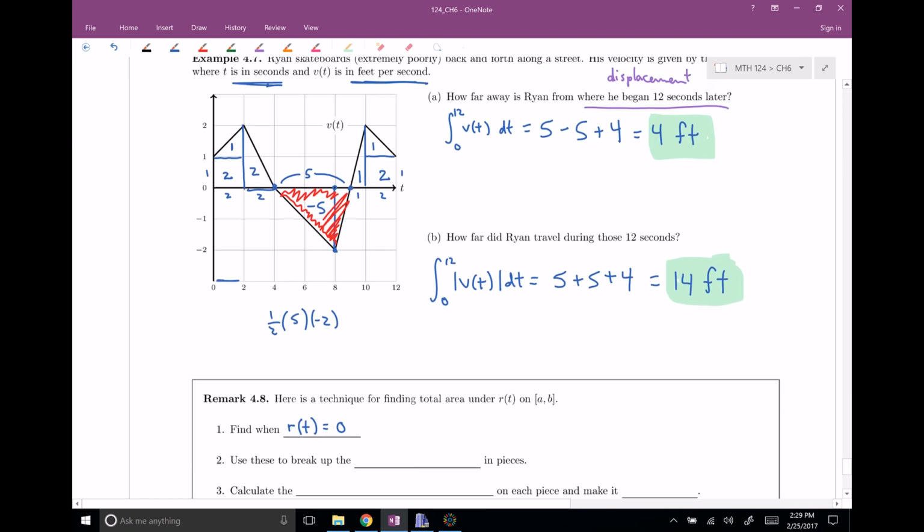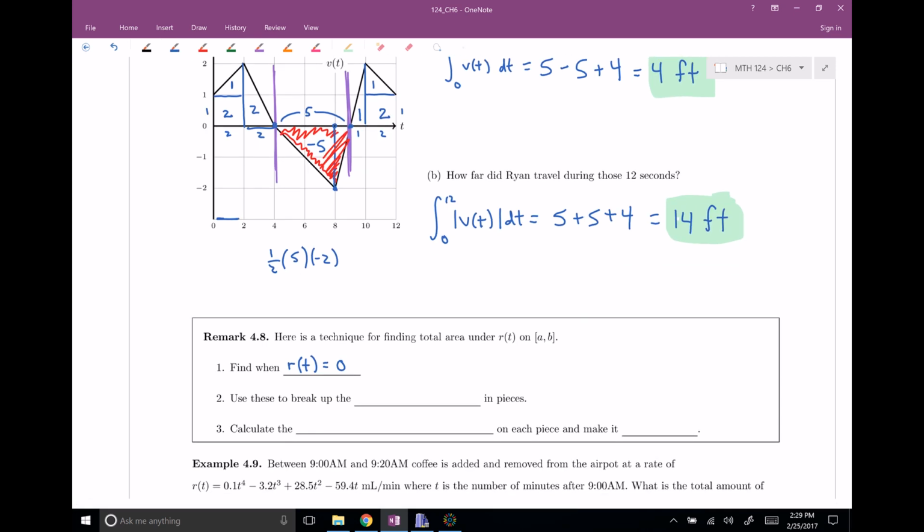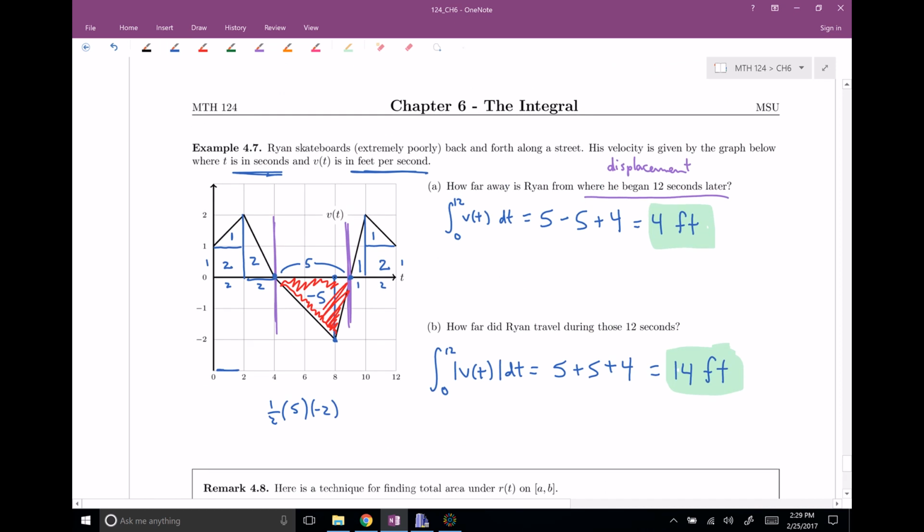Notice that I broke this up into 3 sections, and those 3 sections were exactly where it crosses, because this is where I'm going in the positive direction, and then I travel in the negative direction, and then I travel in the positive direction. So figure out when it's 0, because that's going to help me figure out when it crosses. Then use these to break up the interval, a to b, into some pieces. So I was considering not only the entire interval from 0 to 12, the entire 12 seconds, but I started thinking about 0 to 4, then 4 to 9, and then 9 to 12. I broke it up into pieces.